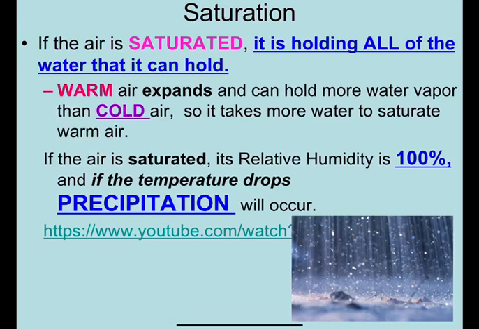If the air is saturated, it is holding all the water it can hold. Warm air expands and can hold more water vapor than cold air, so it takes more water to saturate the warm air. If the air is saturated, its relative humidity is 100%, and if the temperature drops, precipitation will occur.